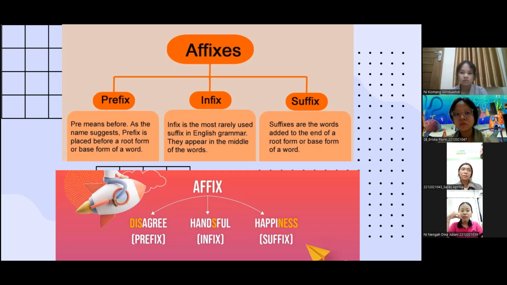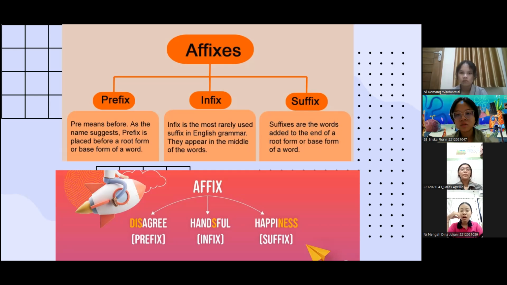And then let's move to the second part of affixes, that is infix. Infix is the most rarely used affix in English grammar. They appear in the middle of the word. The example of this infix is handful. So in this word there is an s, and that is the infix.